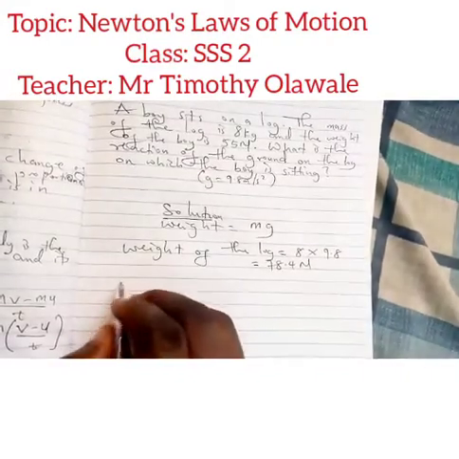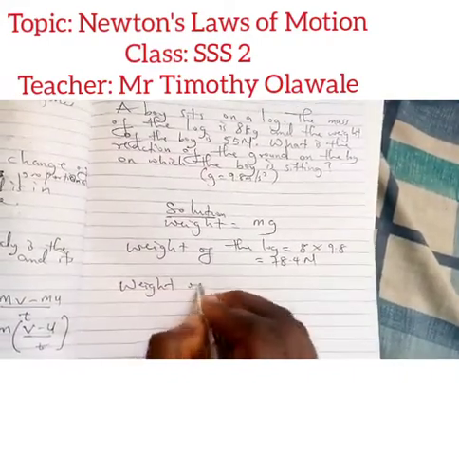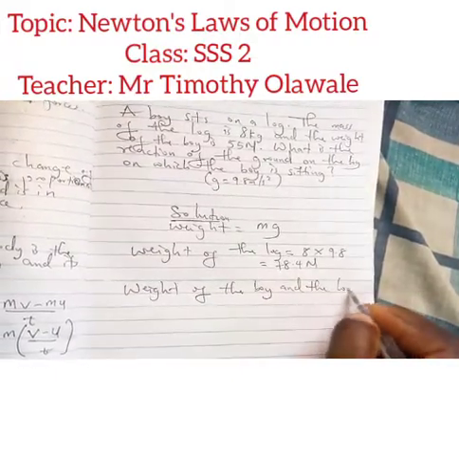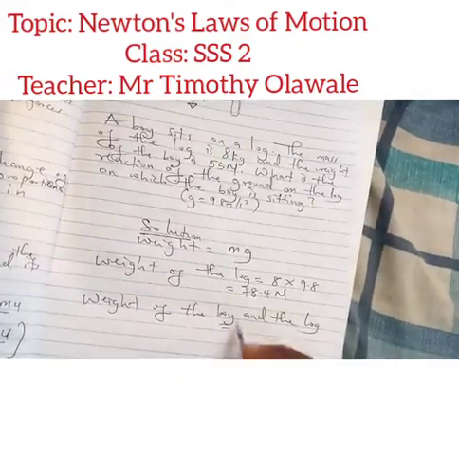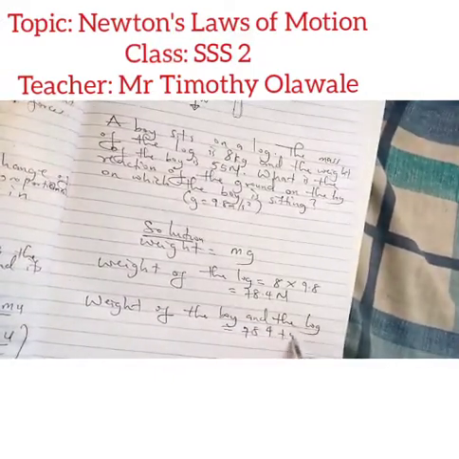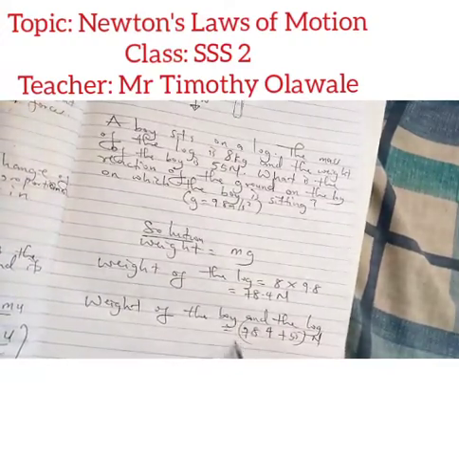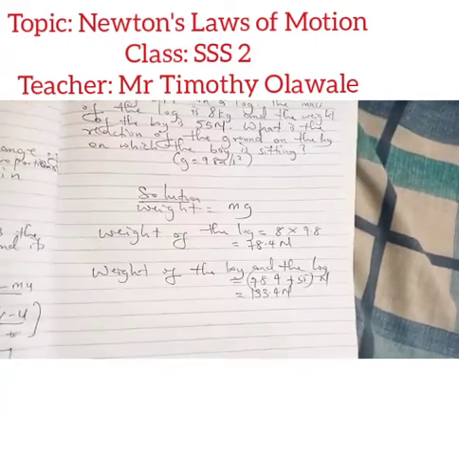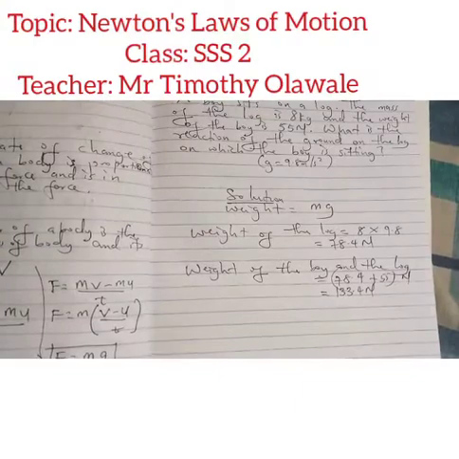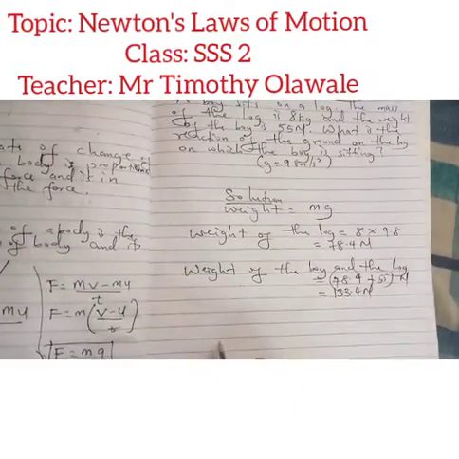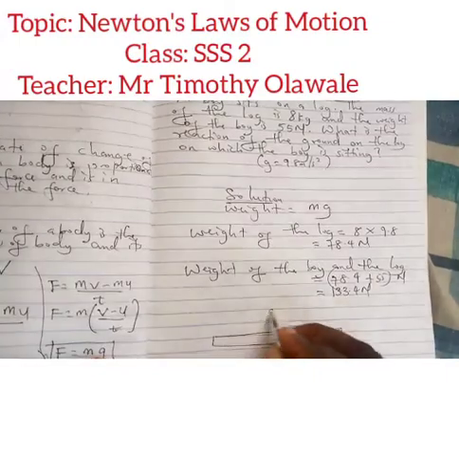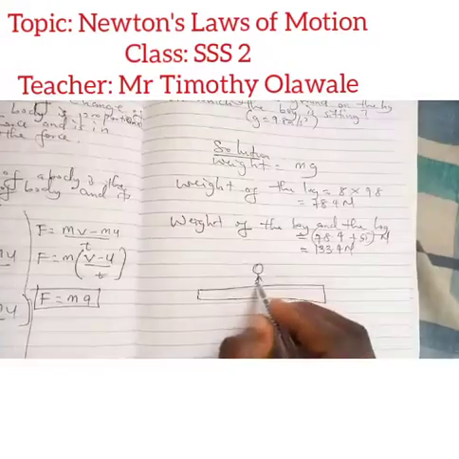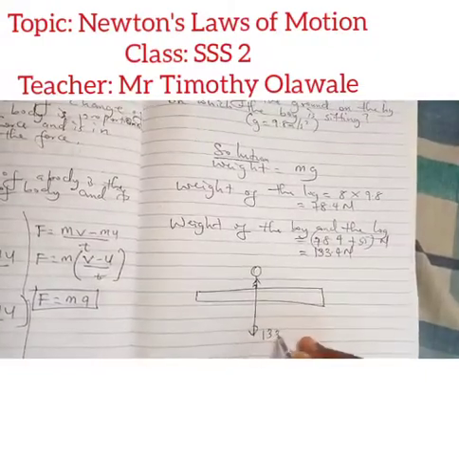Now, what is the total weight? Weight of the boy and the log equals 78.4 plus 55 Newton, which is 133.4 Newton. That is the total weight acting down. Pay attention to this. Let's say that this is the log of wood, and this is the boy. The boy and the log together weigh 133.4 Newton.